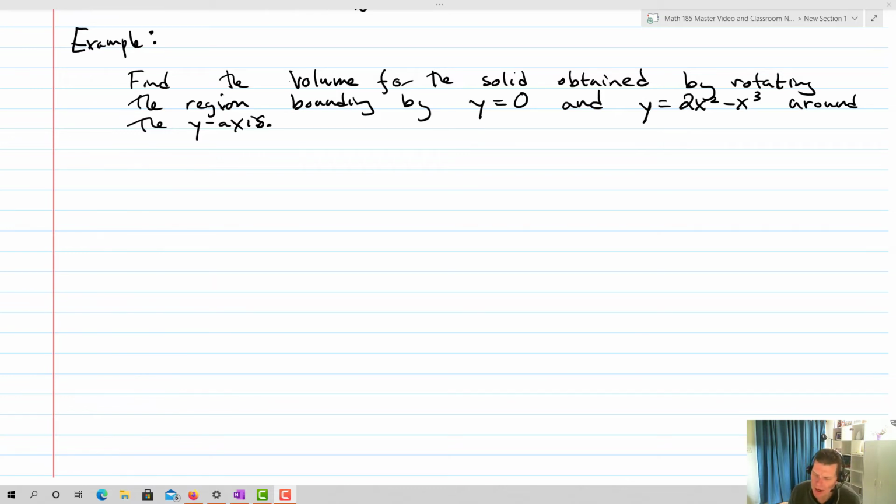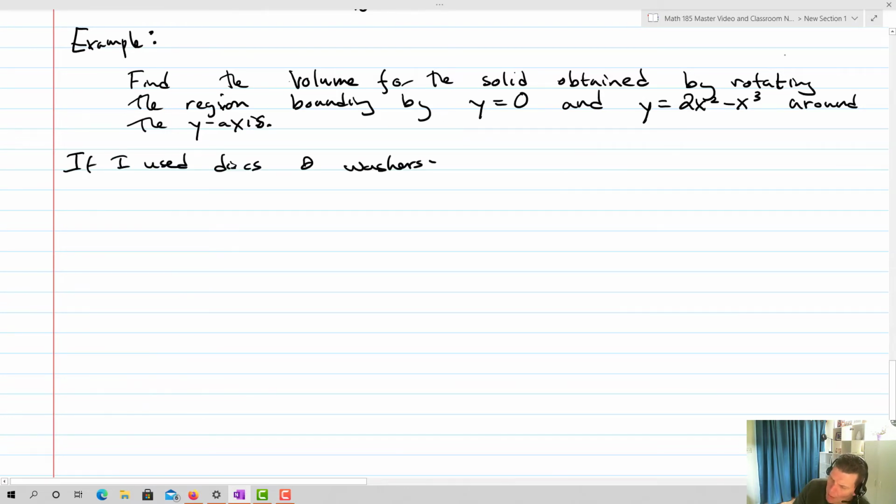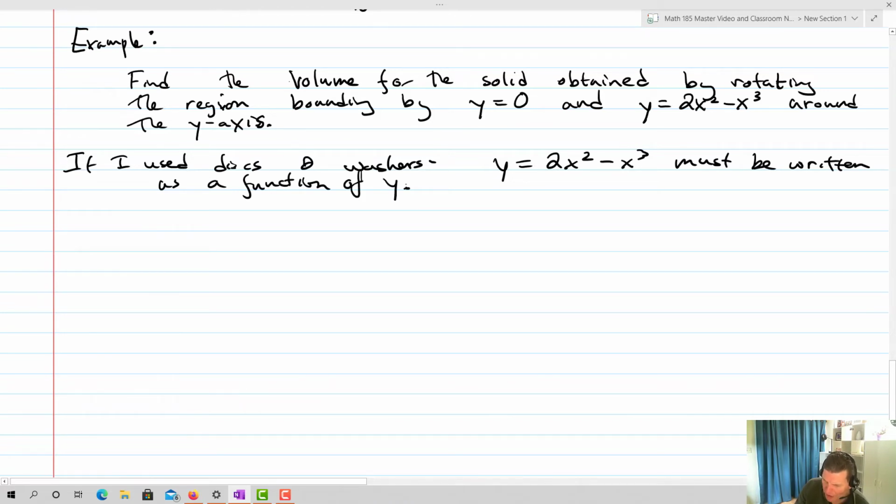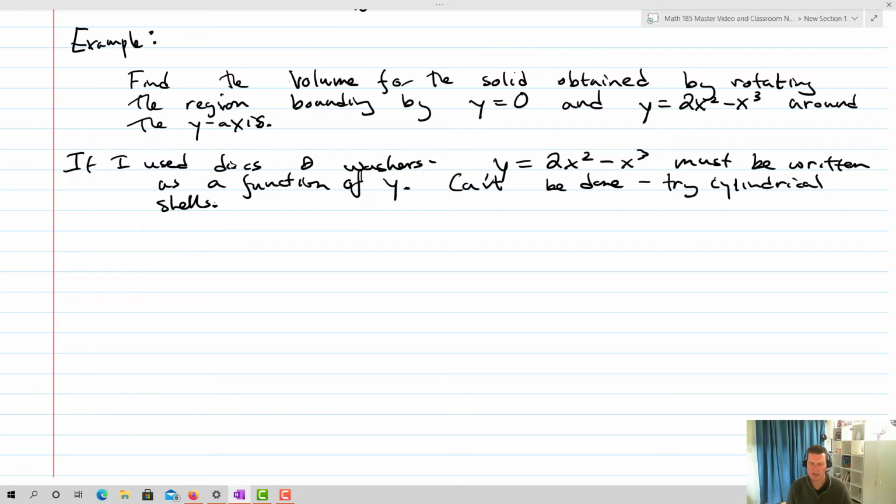So the first thing that I want to notice is that if I use discs and washers, then I would need to transform y equals 2x squared minus x cubed, which must be written as a function of y. And that's actually really hard. Algebraically, I don't think we're going to be able to do that. So we're going to try cylindrical shells. That's our first step: I think this is going to be better served by using cylindrical shells.